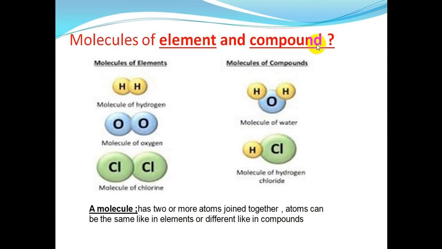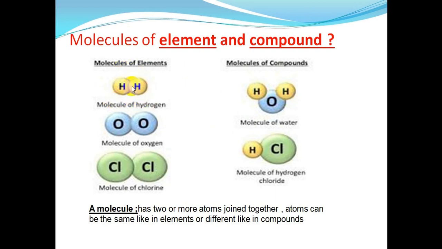Molecules of elements and compounds. If you remember, we said that a molecule has two or more atoms joined together, but we don't mention the type of atoms, if they are the same or different. So a molecule, like here, they all are molecules, but the difference is that here we have molecules of elements because the atoms are the same, and here we have molecules of compounds because they have different atoms. So when two atoms join together, they make a molecule. This molecule can be an element if they are the same atoms, and it can be a compound if they are different atoms. Like here we have a molecule of hydrogen.